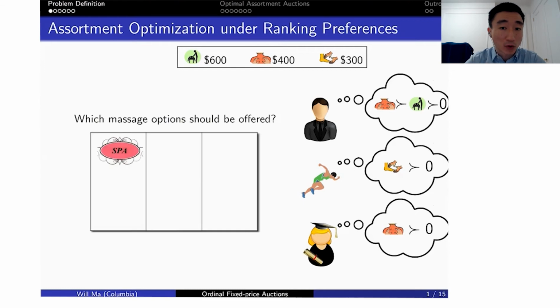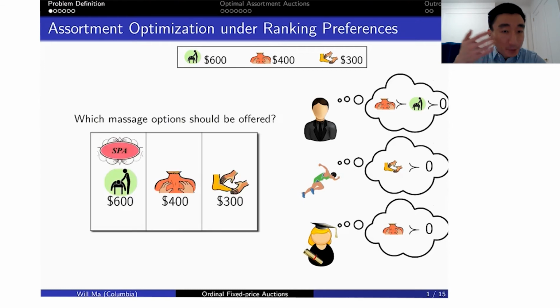on my brochure. And the ranking preferences part means that each customer has some ordering of preference over the different massages they could get. So they're unit demand, each customer wants at most one. But for example, my first customer, their first choice might be the back rub, and their second choice might be the full body massage.